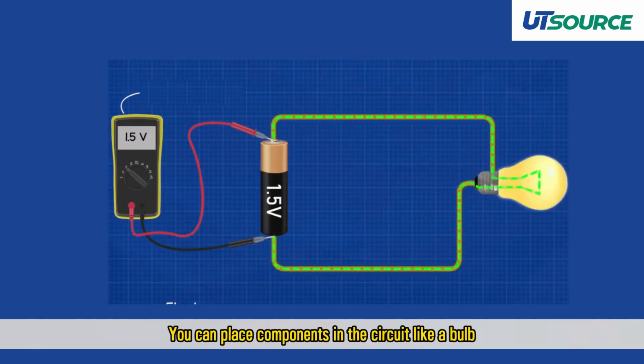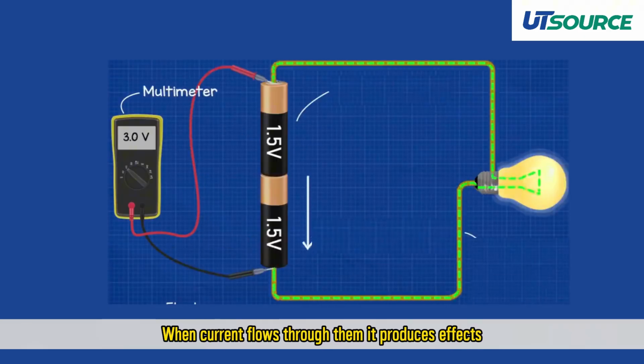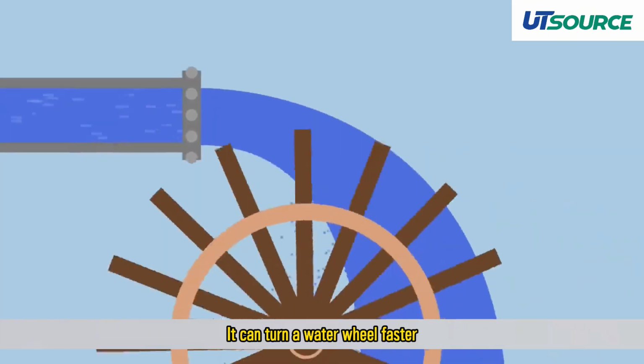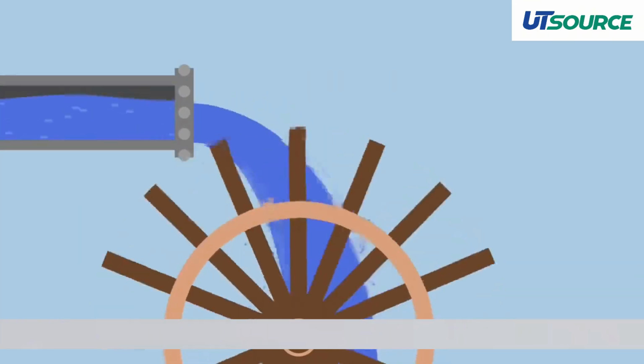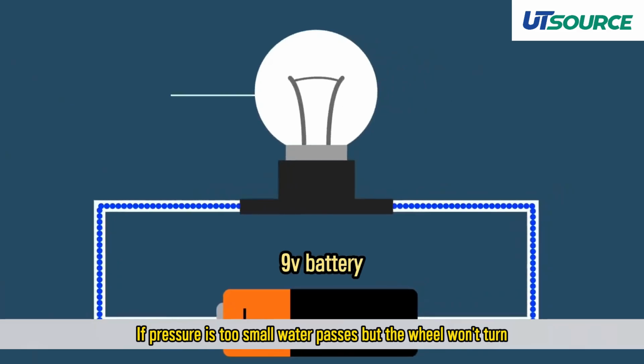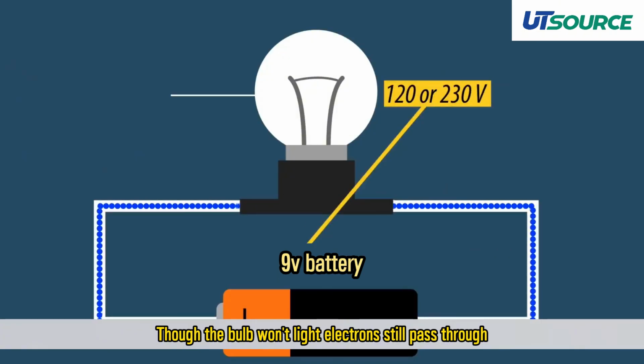You can place components in the circuit like a bulb. When current flows through them, it produces effects. Like water under higher pressure can do more work. It can turn a water wheel faster. If pressure is too small, water passes but the wheel won't turn. Like a 9 volts battery cannot light a 220 volts bulb. Though the bulb won't light, electrons still pass through.